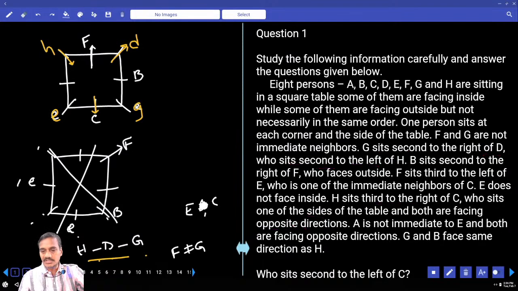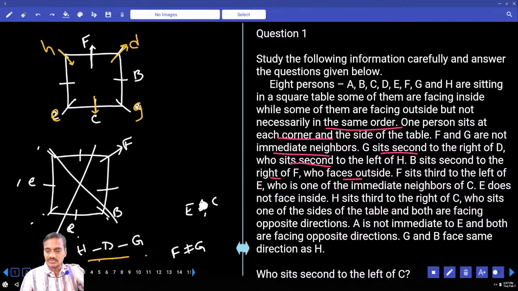Then again, check the conditions once more. One person sits at the corner. F and G are not immediate neighbors, that is fine. G sits second to the right of D, and D sits second to the left of H, and B sits second to the right of F. B is seated second to the right of F.